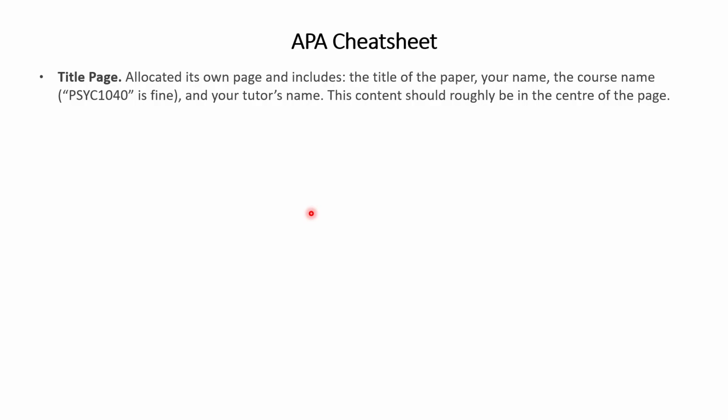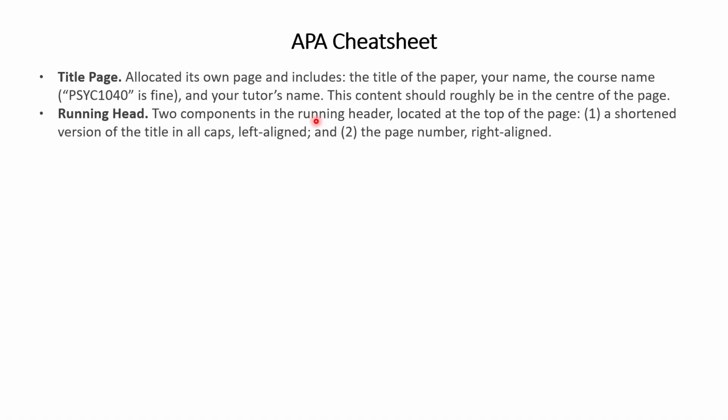So in this case, we have a title page. The title page is allocated its own page and includes the title of your paper, your name, the course name, and your tutor's name. This content should roughly be in the center of the page. The running head has two components. On the left, all the way to the left, you have a version of the title in all caps, and directly to the right of the title is the page number. Make sure you use a font that's legible.